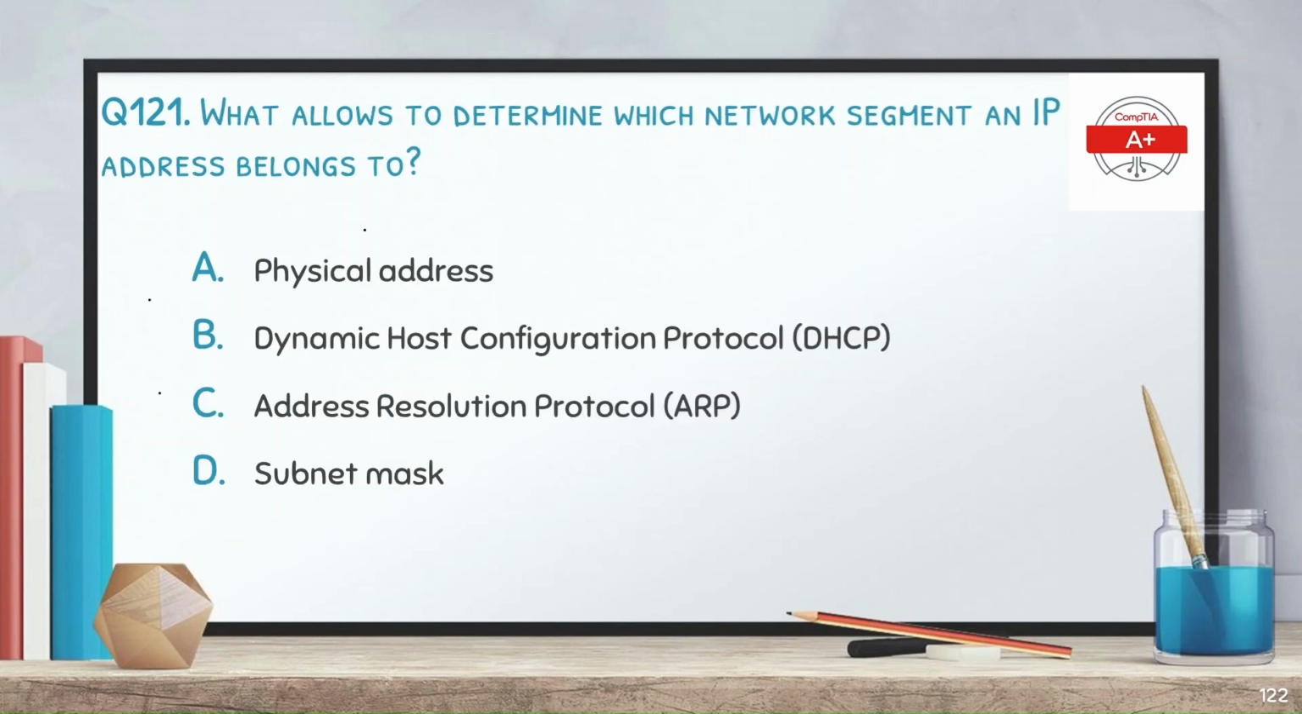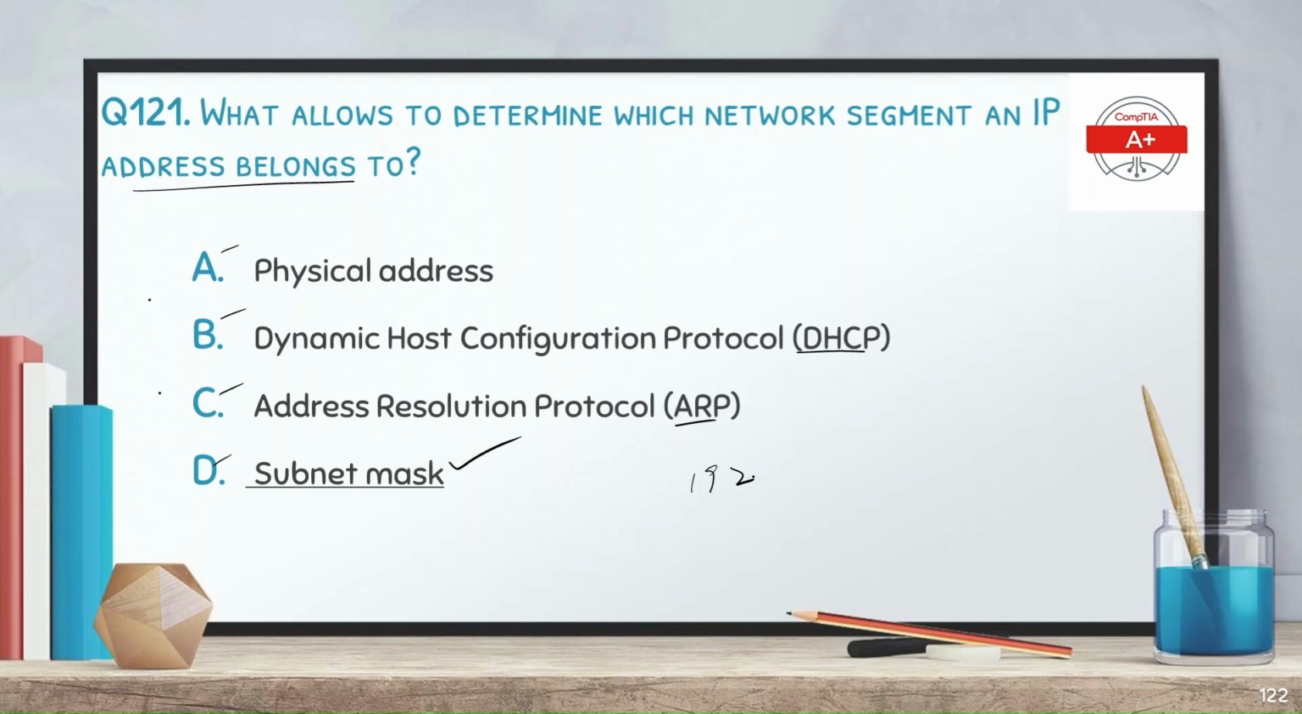Question number 121: what allows you to determine which network segment an IP address belongs to? The options are A. Physical address, B. Dynamic Host Configuration Protocol DHCP, C. Address Resolution Protocol ARP, and D. Subnet mask. And the correct option is the subnet mask. So it determines which segment an IP address belongs to.